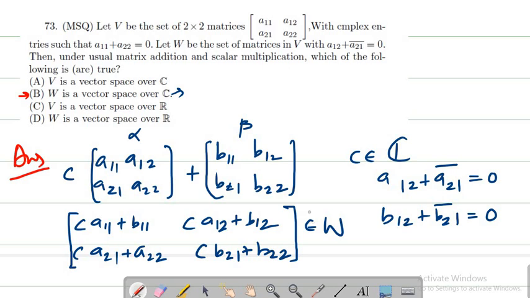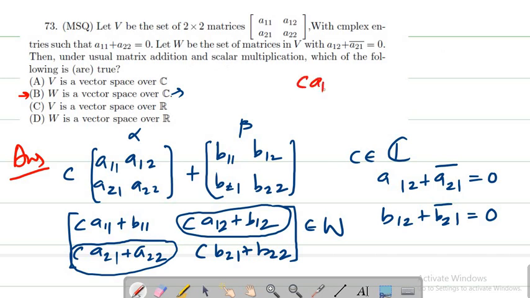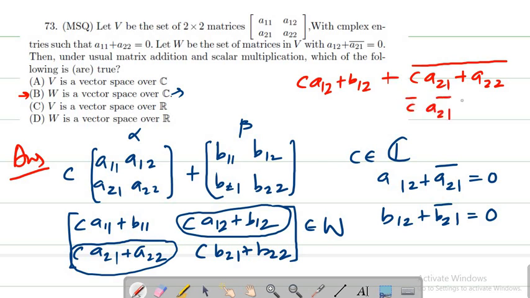So this belongs to W means what? It should have which property? It should have the property that this entry over here, that is our a12 in that sense, plus the conjugate of this particular entry, when you add, you must get equal to 0. So is it true? That is what you have to check, that's all. c a12 plus b12 plus the whole conjugate of c a21 plus b21, in fact it is c conjugate a21 conjugate plus b21 conjugate. If you add this, will you get 0?